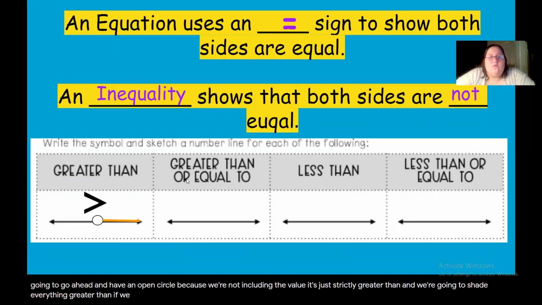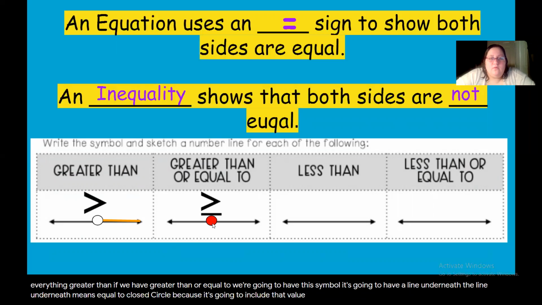If we have greater than or equal to, we're going to have this symbol. It's going to have a line underneath. The line underneath means equal to. We're going to have a closed circle because it's going to include that value. And we're going to shade everything greater than that number.